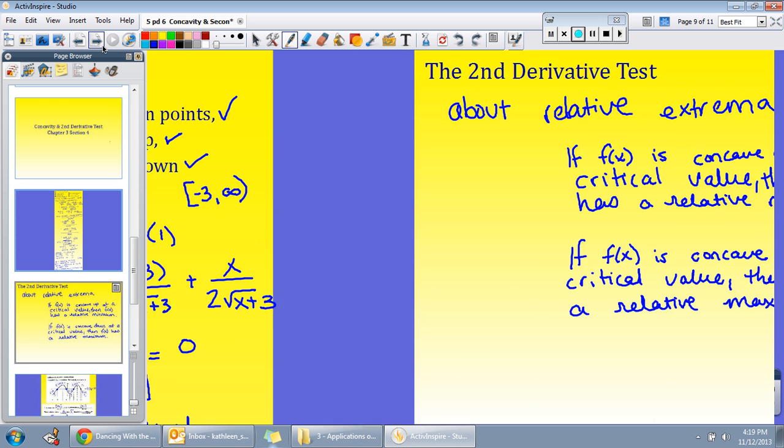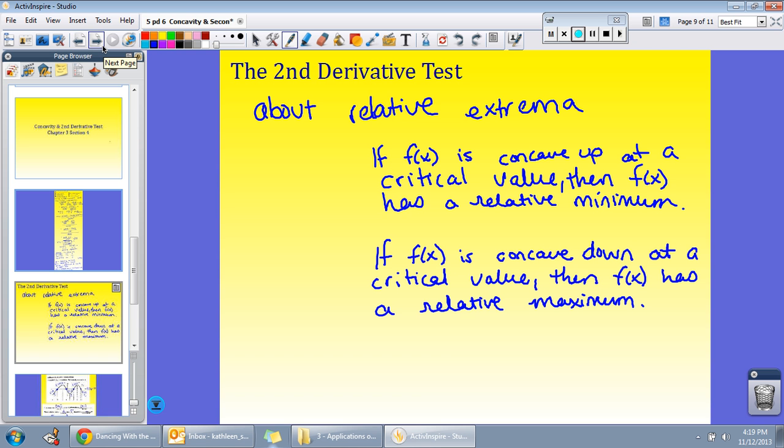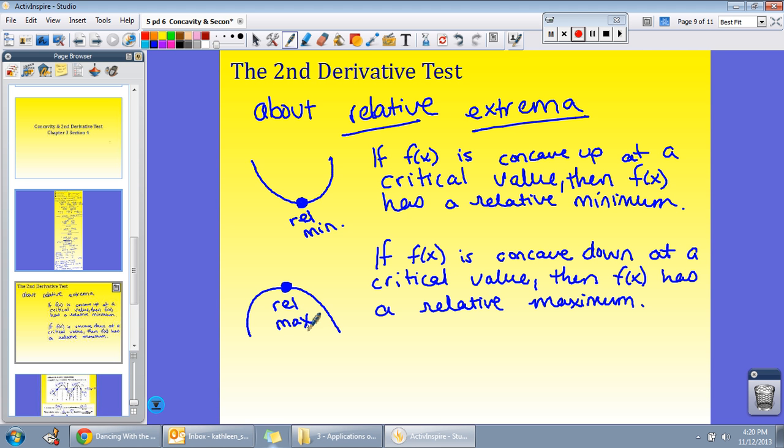So now we're going to talk about the second derivative test. Like the first derivative test, the point is to figure out what's going on with the relative extrema. If f of x is concave up at a critical value, then f of x has a relative minimum. And if f of x is concave down at a critical value, then we have a relative maximum.